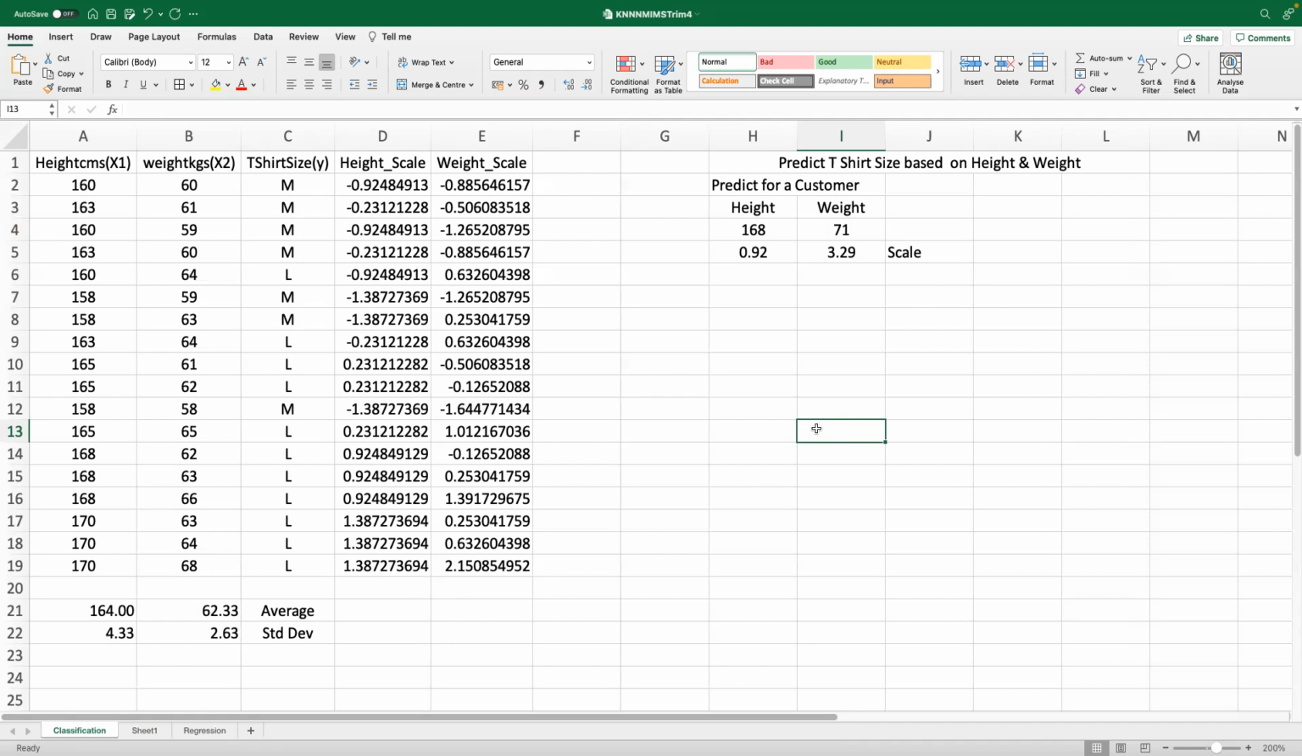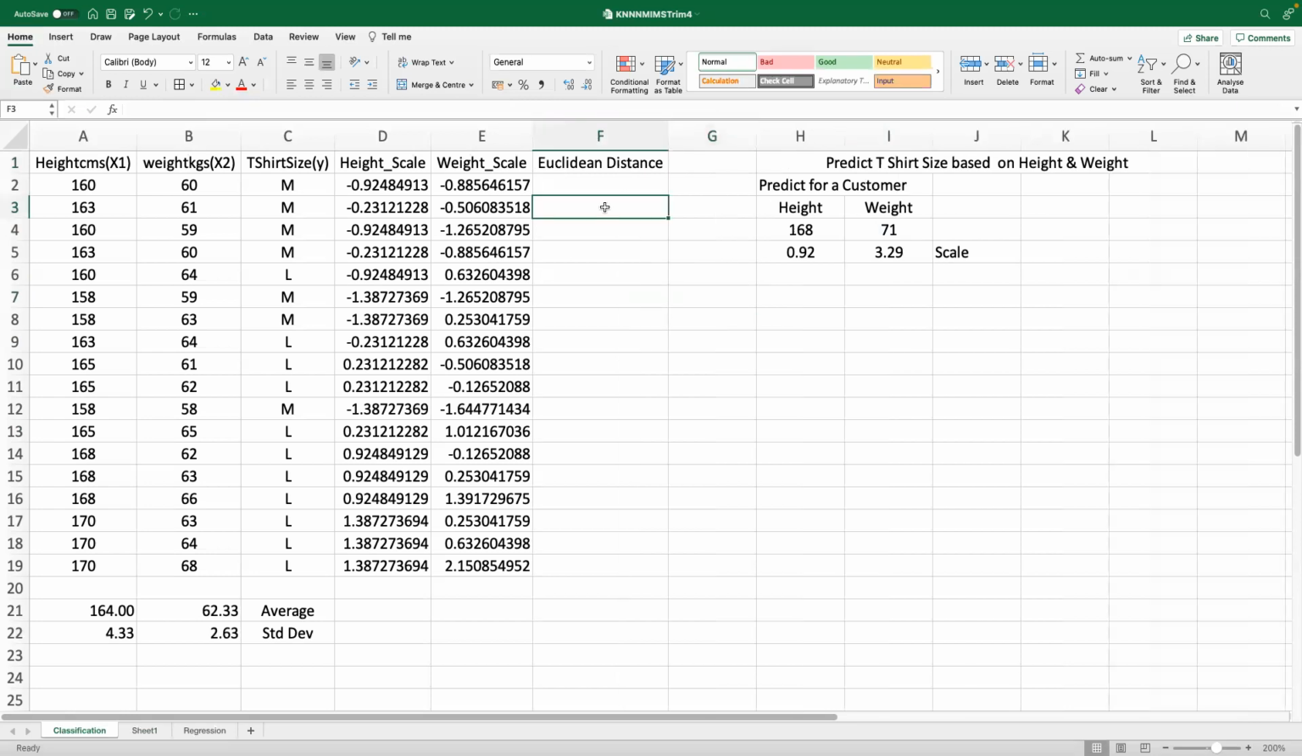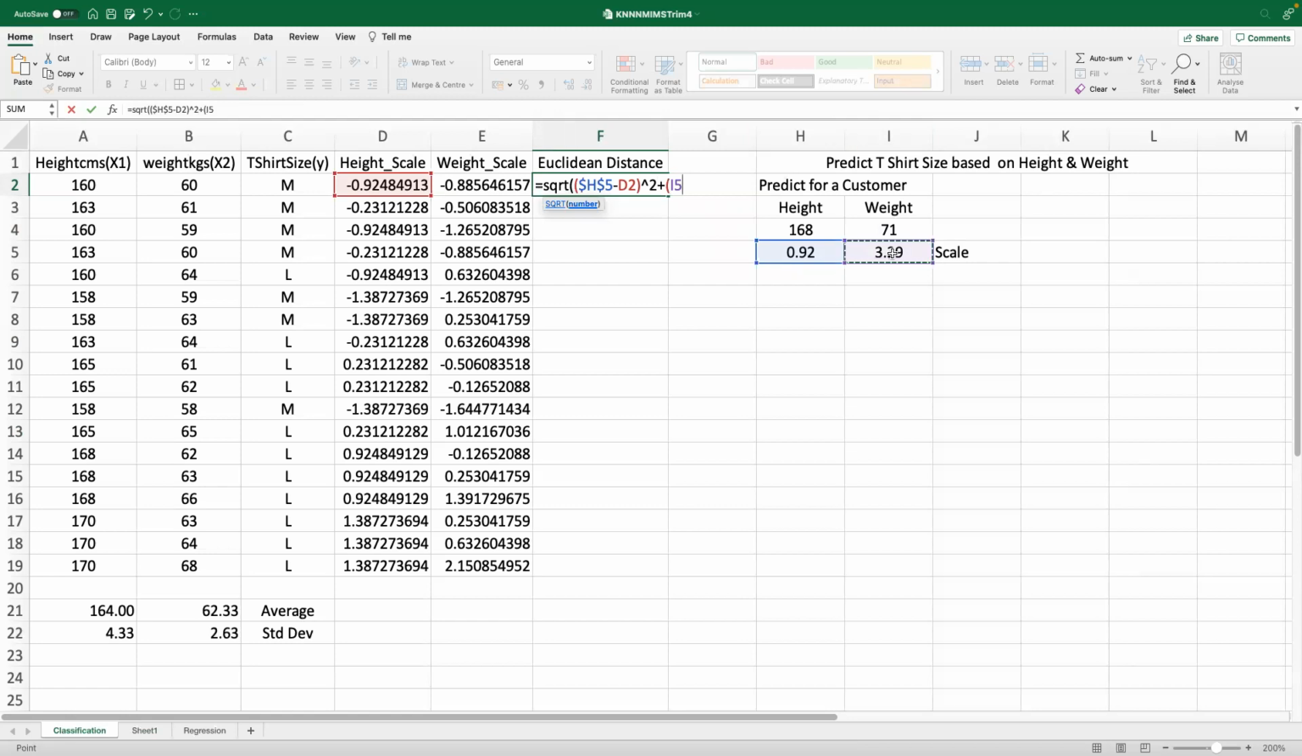Okay, we have scaled the values. Now we will calculate the Euclidean distance. So d is equal to the square root of (x2 minus x1) whole square. This is fixed, plus (y2, fix it, minus y1) whole square, close bracket, is equal to the square root of x2 minus x1.